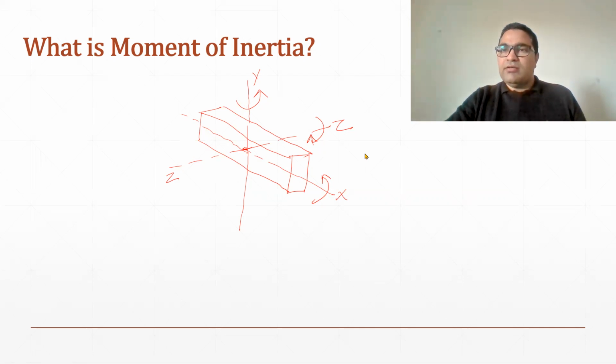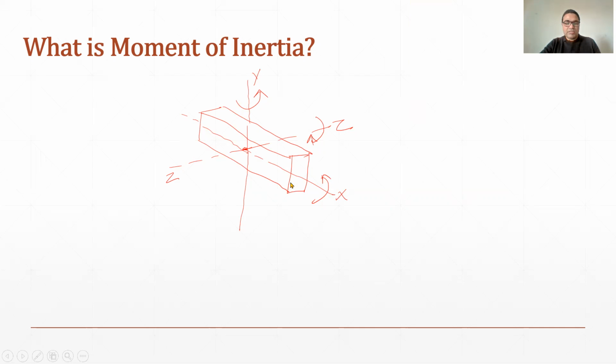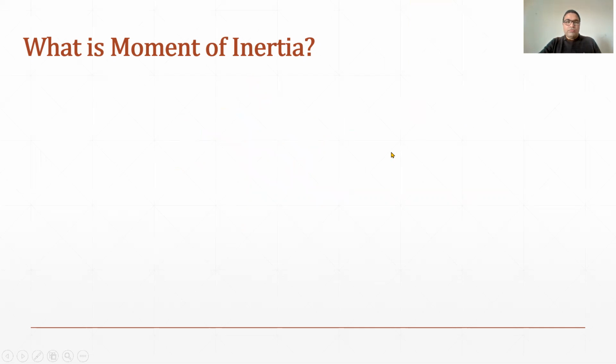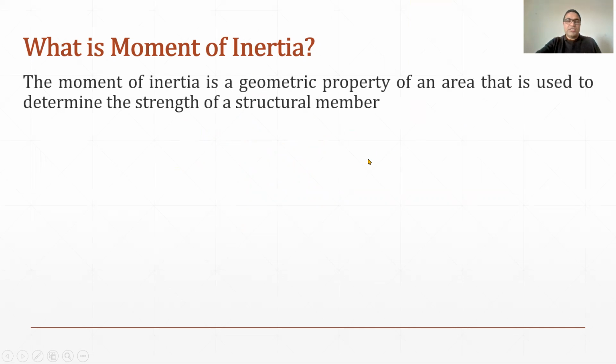And now we will see more interpretation of this moment of inertia in our subject, that is structural design. Now, the moment of inertia is basically a geometric property of an area. Basically, moment of inertia can be related to the mass, but here we are talking about the geometry. It can also sometimes be known as area moment of inertia. So the moment of inertia is a geometric property of an area that is used to determine the strength of a structural member.